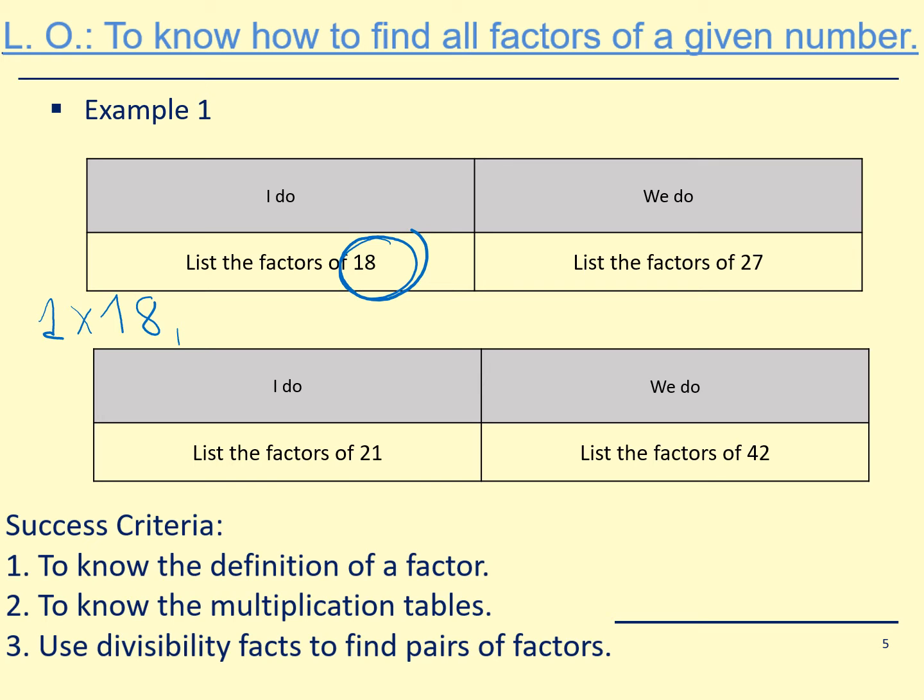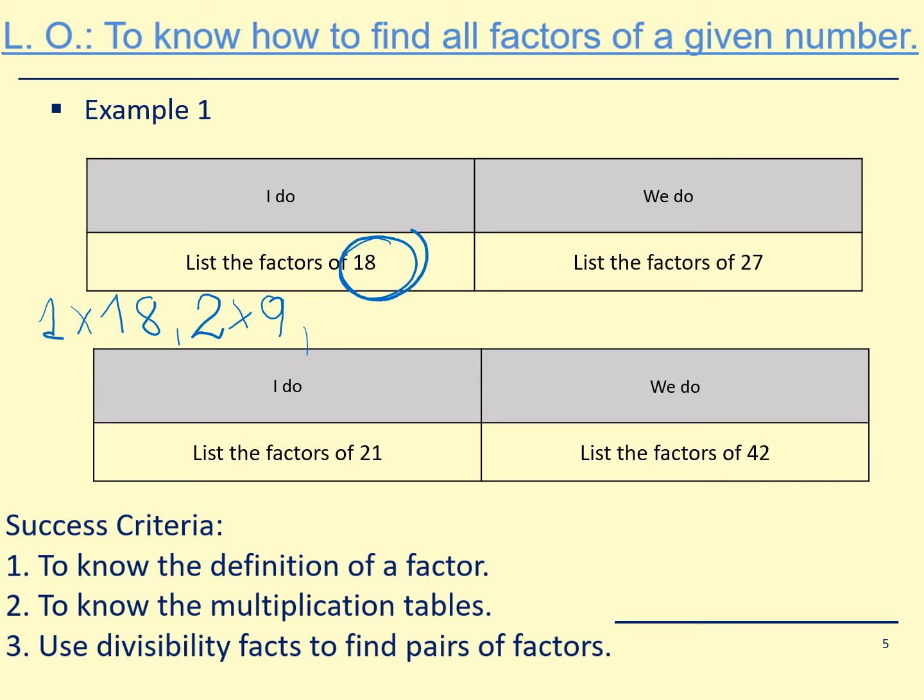Okay, is 18 divisible by 2? Yes, because it has 8 at the end. It is an even number. So 18 is divisible by 2. In fact, 18 is equal to 2 times 9. So 9 is another factor of 18.